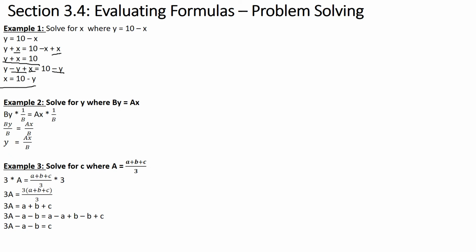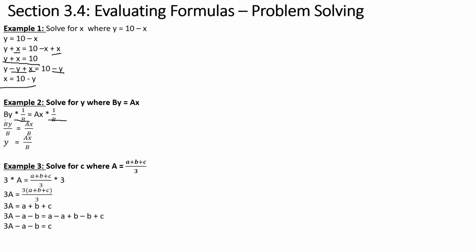Example 2, solve for y where by equals ax. Really what we're doing here is we want to solve for y. We can get rid of that b. So by getting rid of the b, we multiply times 1 over b here. And again, if I do it to one side, I have to do it to the other.